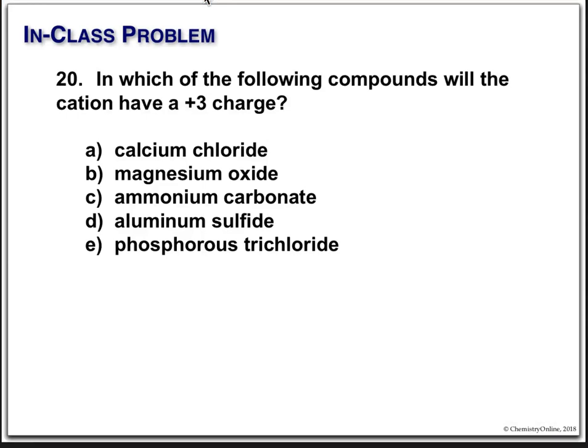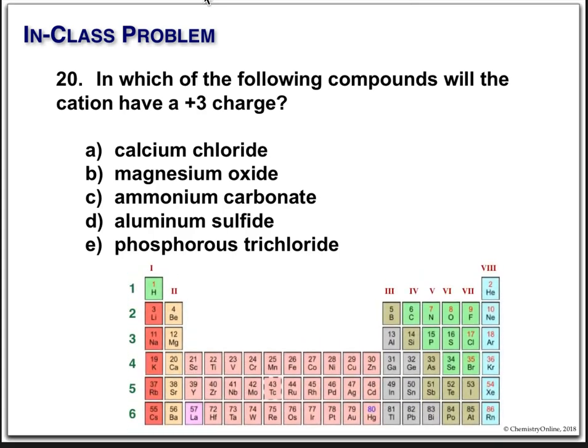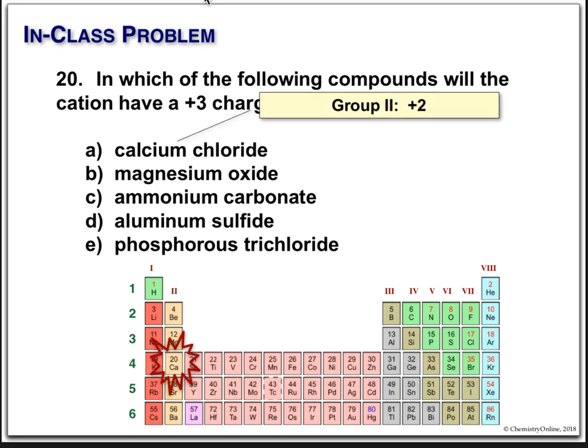And our last one here. Which of the following compounds will have a +3, well, the cation have a +3 charge? Simplest way to do this is to, again, look at your periodic table. Calcium, where's calcium? Well, calcium is right here in the second group. Now, what does that mean that it's in the second group? It means that it will have a +2 charge. So that's not it.